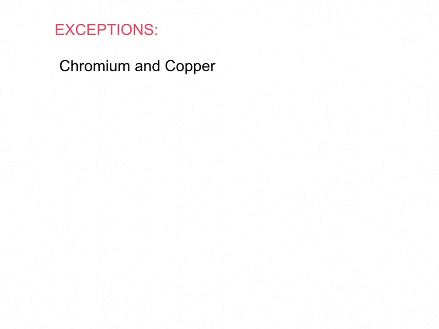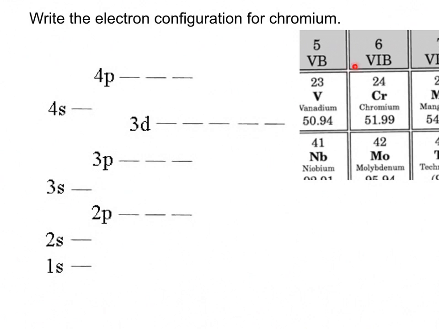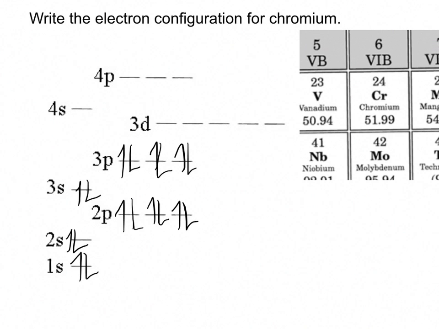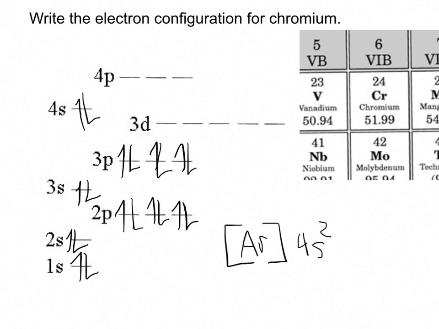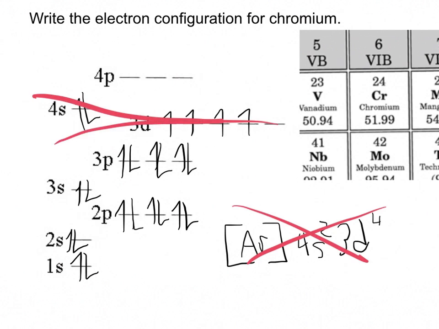Now there are a couple of exceptions when filling out the 3d orbital, which makes it kind of tricky. Chromium and copper. These don't follow the normal rules. Let's take a look at chromium. We start out with the argon configuration, put that in brackets, and then we will go 4s2 3d4. And that's how we would normally do it, right? Wrong. This is actually not what it looks like.